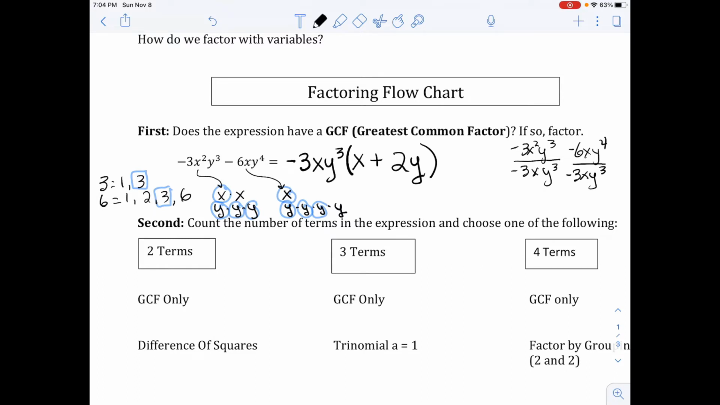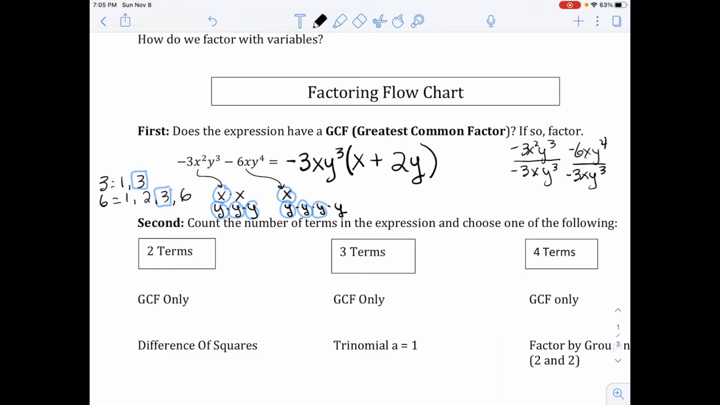After you factor using the GCF, you should do a mental check to make sure that you're correct. And you do that by redistributing. So negative 3xy cubed times x is going to give us negative 3x squared y cubed, which is precisely the first term. Negative 3xy cubed times 2y is going to give me negative 6xy to the fourth. That is factoring with a GCF.